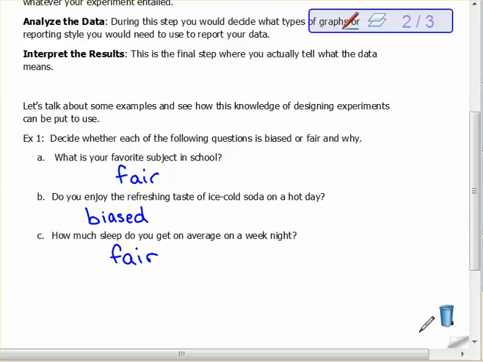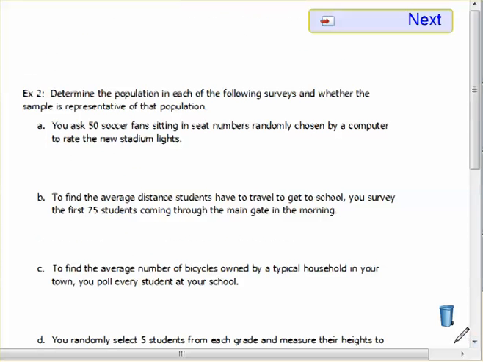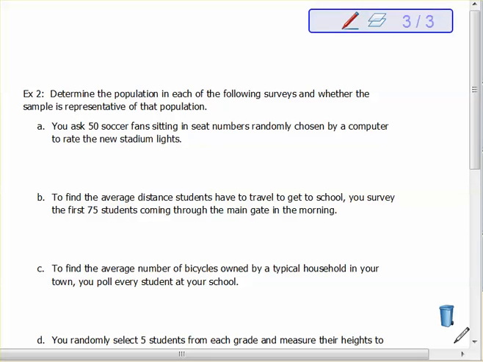Okay, let's look at another example here, if I can get the page to turn. Here we go. Okay, let's talk now about populations and samples. Determine the population in each of the following surveys and whether the sample is representative of that population. So part A says you ask 50 soccer fans sitting in seat numbers randomly chosen by a computer to rate the new stadium lights. Well, what would our population be here?